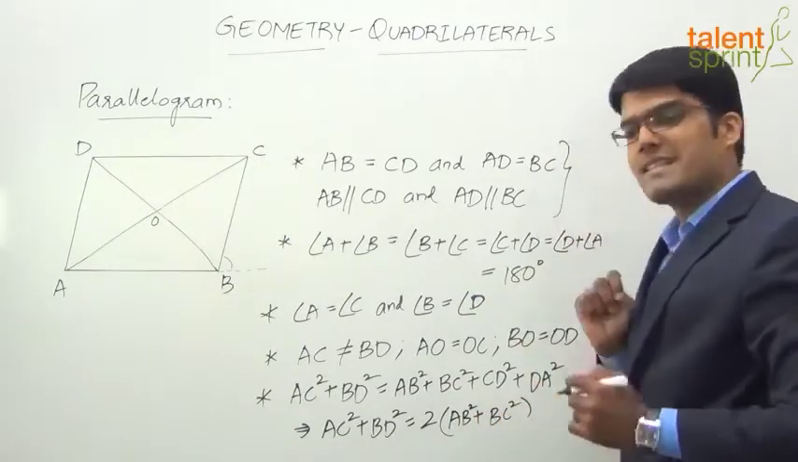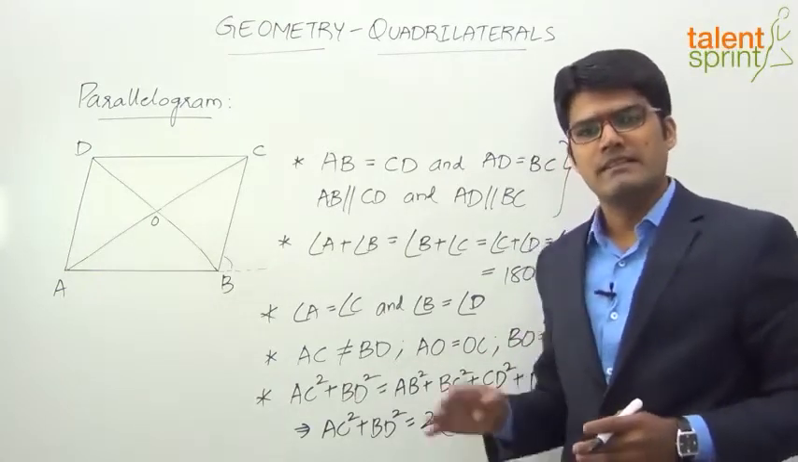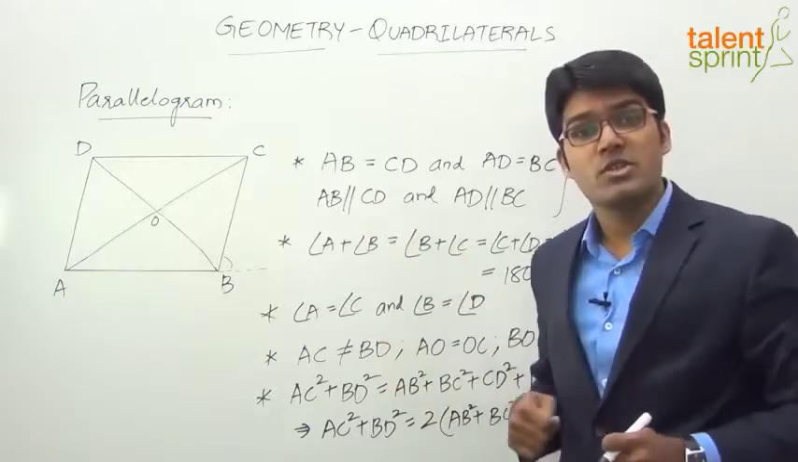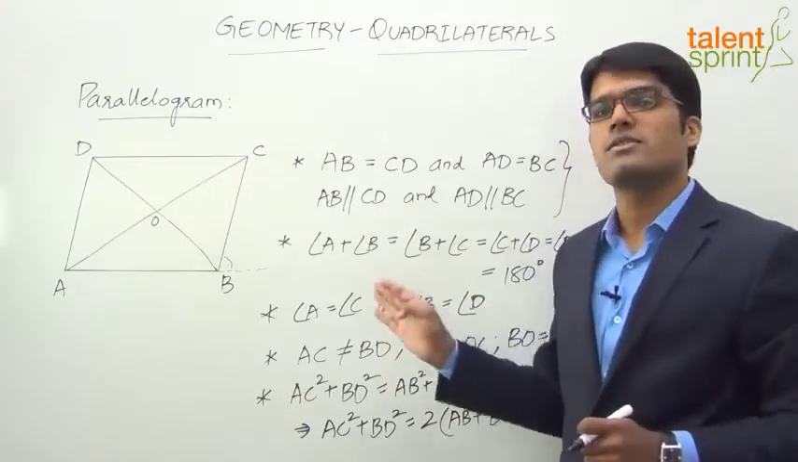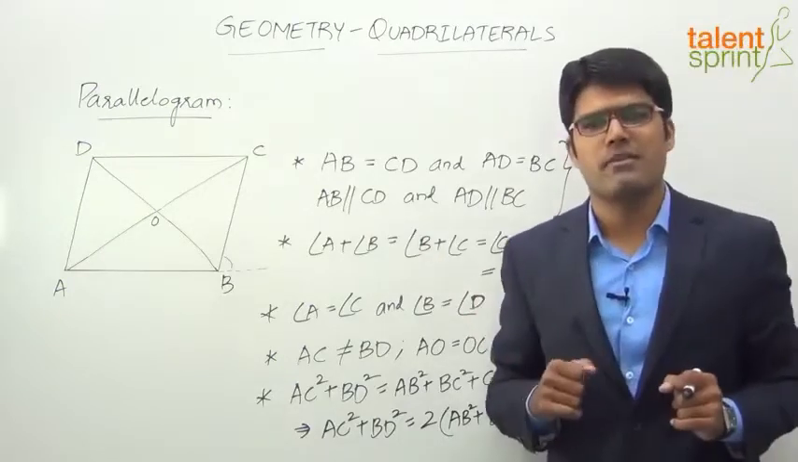Yes or no? So that's a very important conclusion or property with respect to parallelograms, right? Nothing but the sum of the squares of the diagonals is equal to the sum of the squares of all the four sides. All right. So that's about the important properties of a parallelogram.